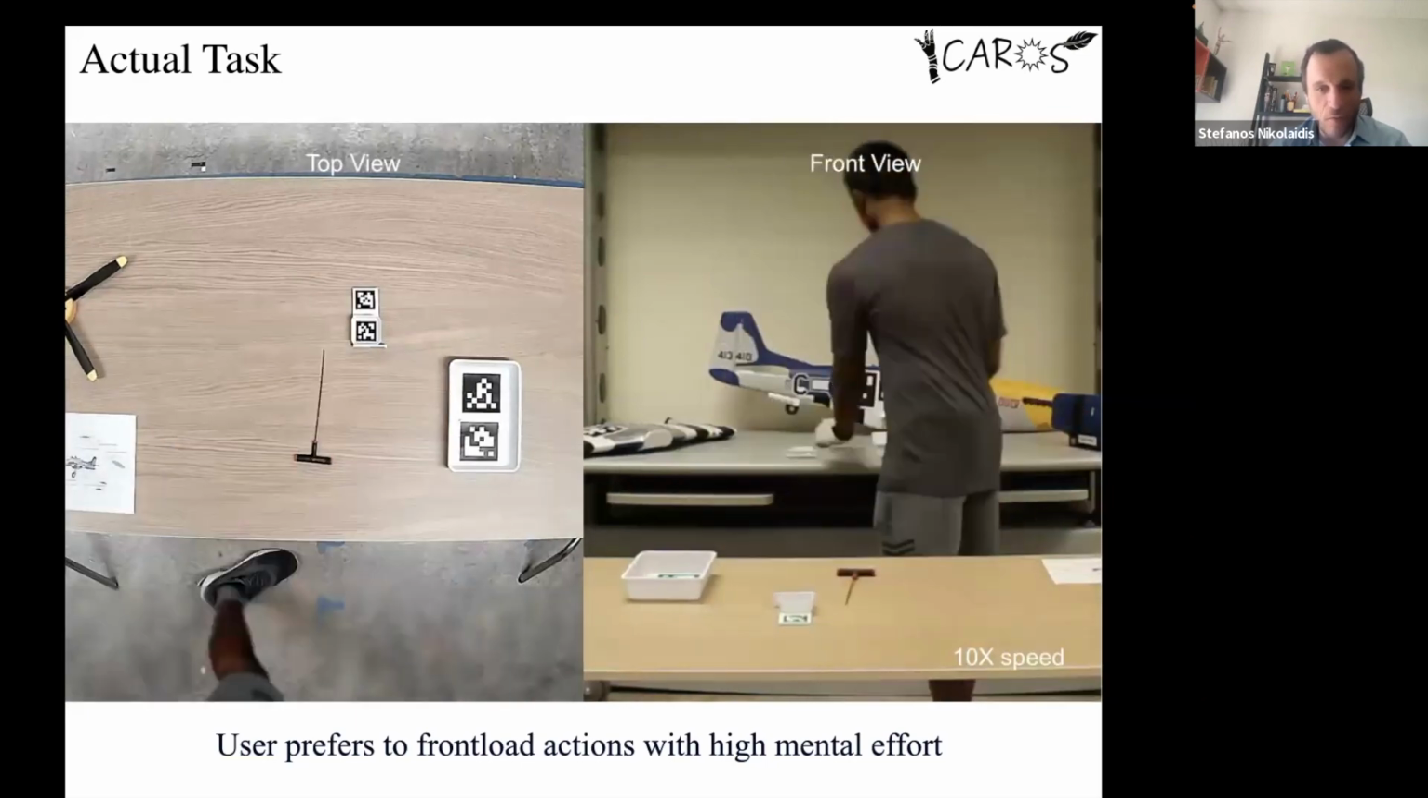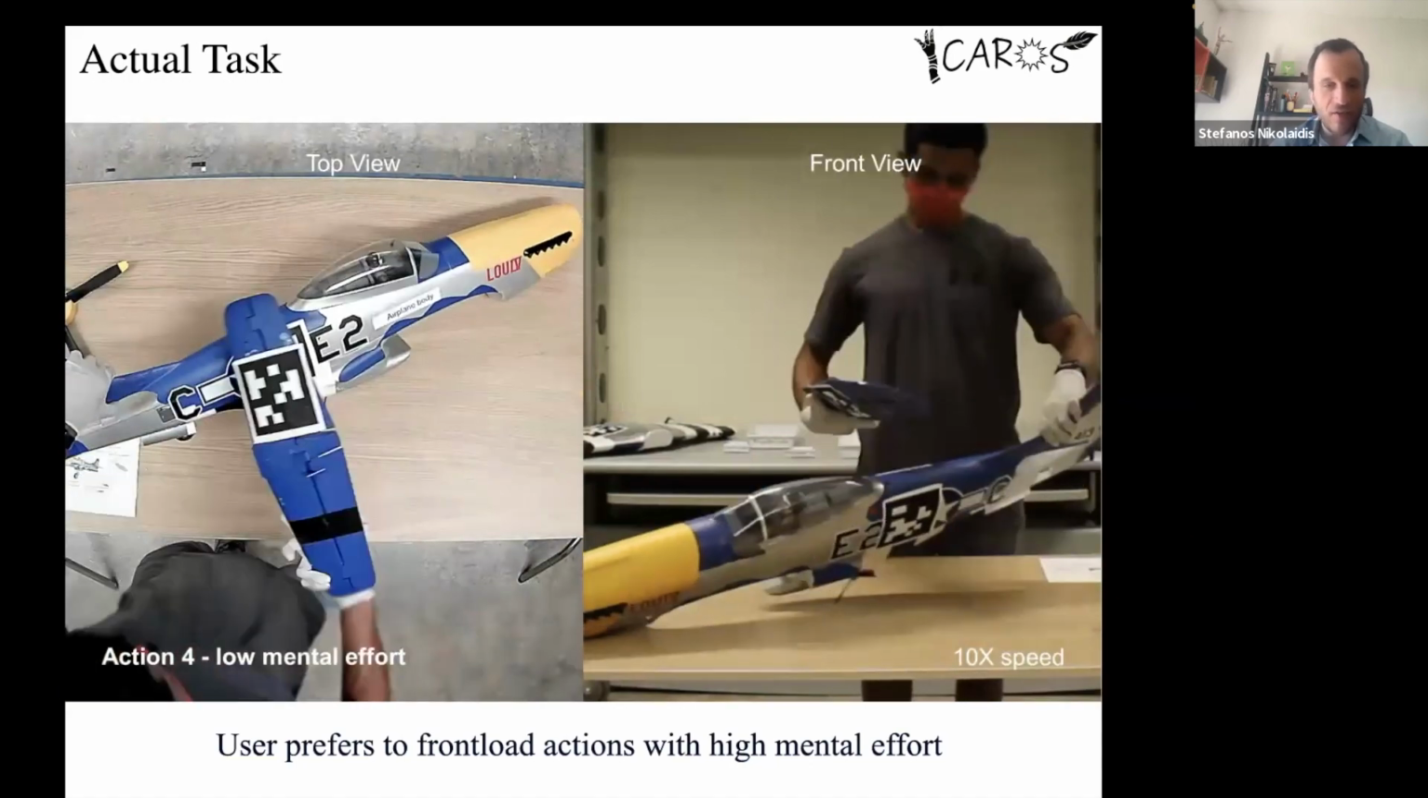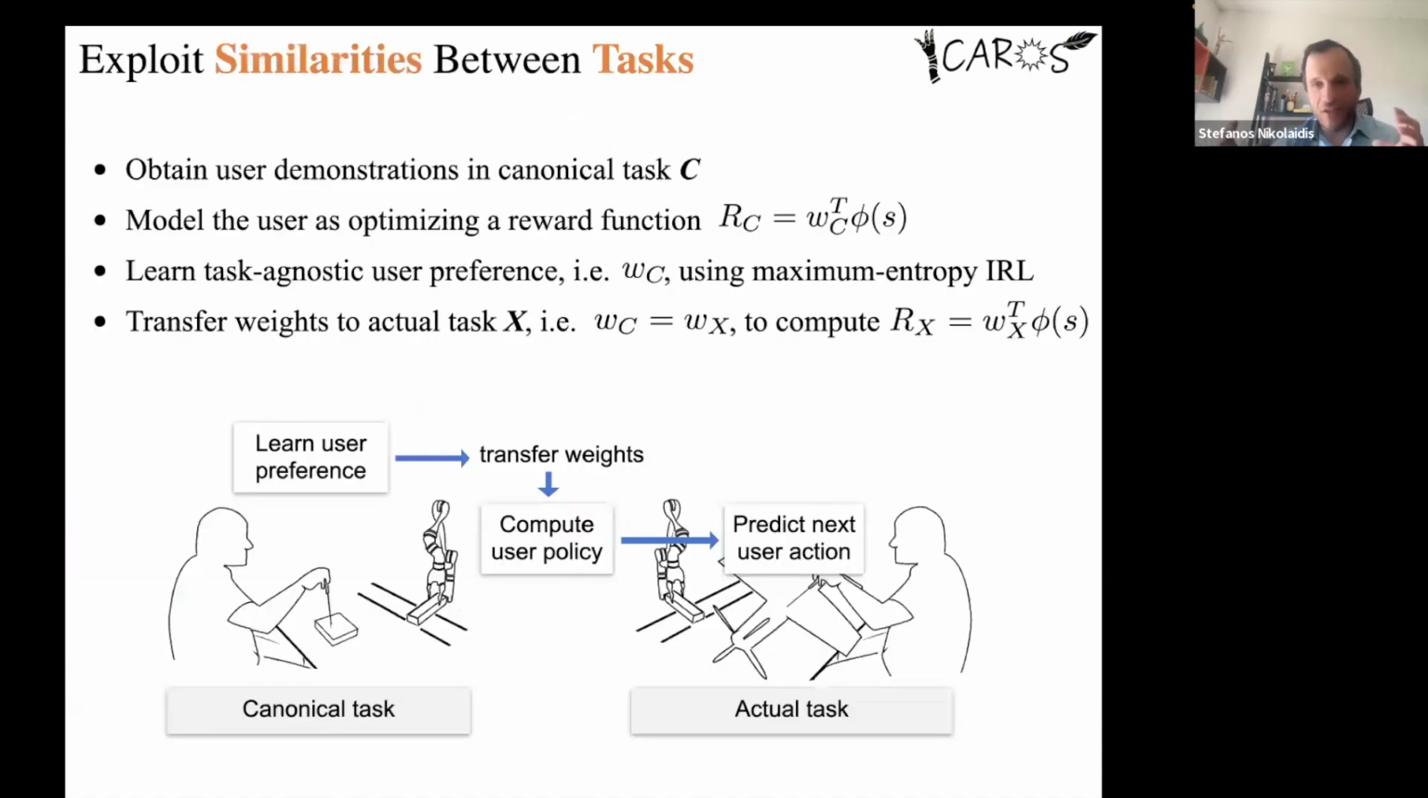And then moved to actions of low mental effort, which was connect to the fuselage. And so the idea then is, if that's the case, then instead of obtaining demonstrations on the actual task that can be long and time consuming, why not obtain demonstrations first from a small canonical task that is a short expressive task, and then we can learn the preference in the form of the weights of a reward function, with, for example, inverse reinforcement learning, and then use these weights as the preference of the user in the actual task. And then without any demonstrations on the actual task, the robot can actually go ahead and assist them.